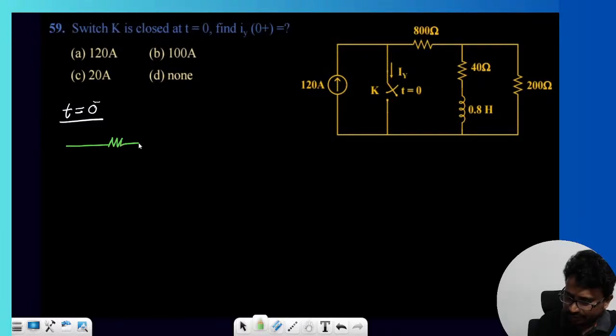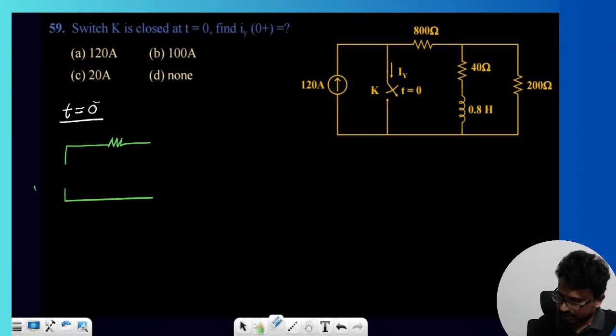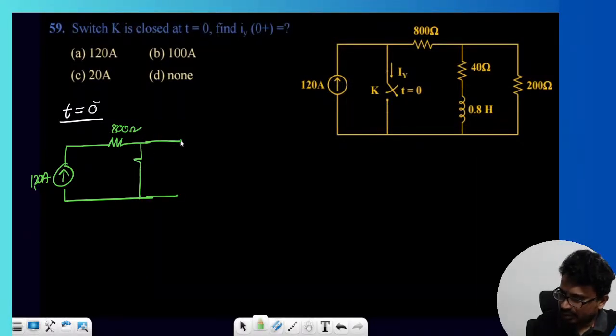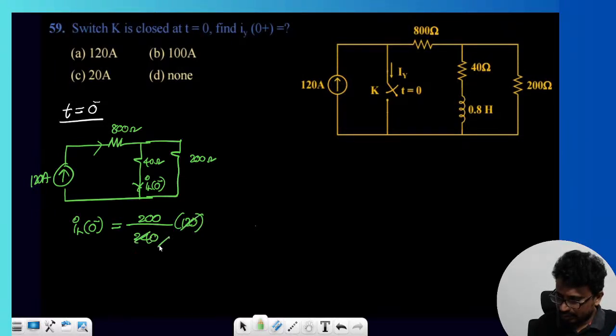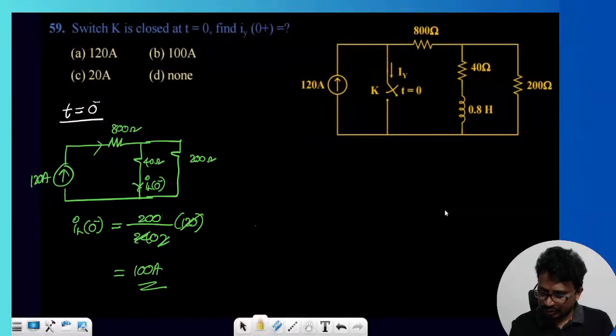When it is open, you can see we can find the inductor current. Switch is open and the supply is how much? Sorry, the current source. Now this is the current source, which is equal to 120 amps. This is 800, right, this is 400, this is 200, and this is 40, and this current we are finding, that is IL of 0 minus. Now we can apply current division: 200 by 240 into 120, which is 100 amps. We got this IL of 0 minus.